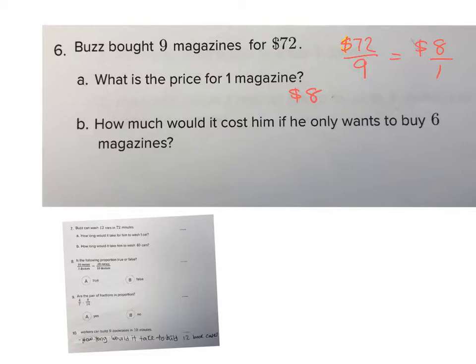How much does it cost him if he wants to buy 6 magazines? 48. 6 times 8 is 48. Very straightforward. There's not a trick to it. It's just understanding how to figure out how much it costs for one, and then how to figure out how much all the other ones would be. Okay, let's look at the next one.